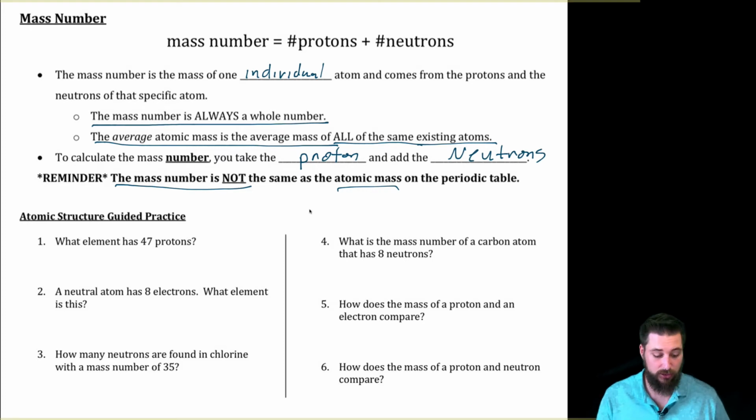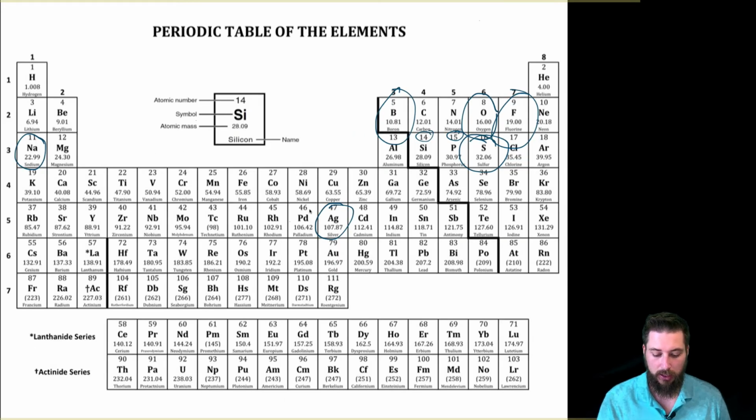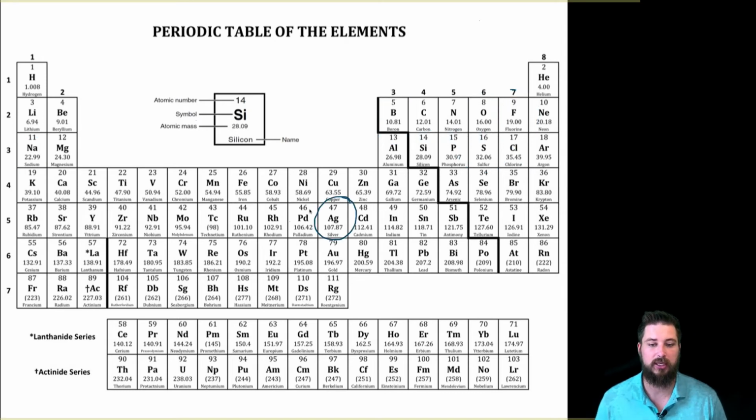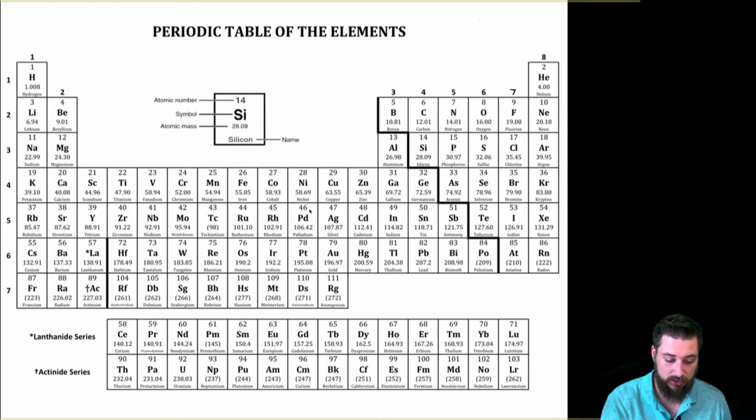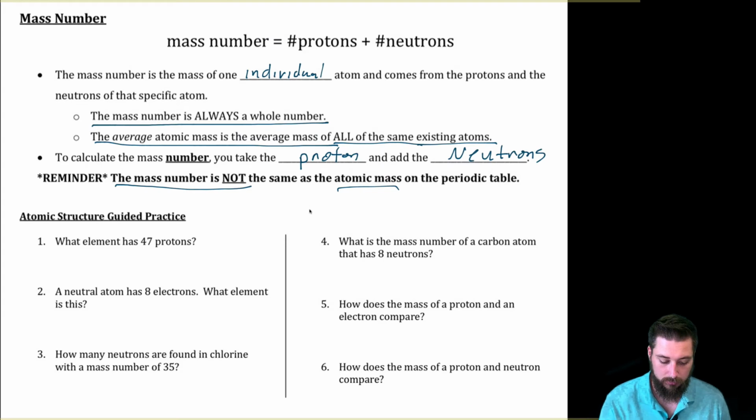All right, so let's go ahead and do some practice problems. What element has 47 protons? Well, what we do is we look at our periodic table and we look at what element has the atomic number of 47. If you take a look here, this right here has the atomic number of 47. It's silver, so silver has the atomic number 47. And so our answer is silver, so we can write silver, or we can write Ag for silver.